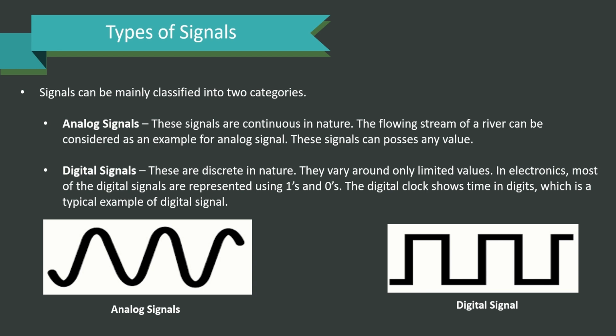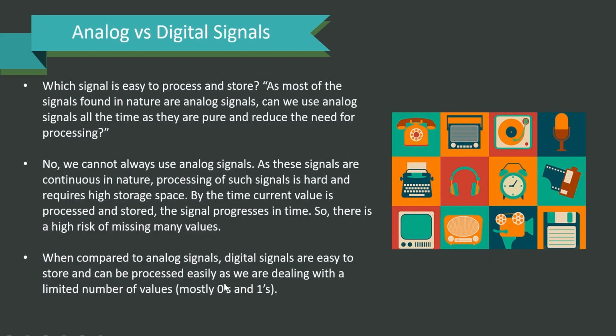Coming to the digital signals, they are discrete in nature. They vary only among limited values. In electronics, almost every digital signal is represented as 1 or 0. The digital clock shows time only in digits, which is a typical example of a digital signal. You can see the digital signal presented here. It has to be 0 or 1. It cannot be like analog signals.